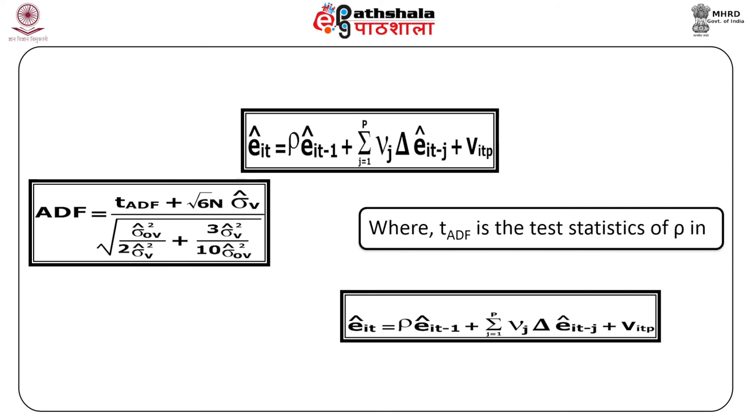ê_IT hat is equal to rho ê_IT−1 hat plus sigma j from 1 to p Vj change in ê_IT−j hat plus V_ITP, with the null hypothesis of no cointegration. The ADF test statistic can be written as ADF equal to T_ADF plus root 6 n sigma hat V divided by under root sigma hat square 0V divided by 2 sigma hat square V plus 3 sigma V hat square divided by 10 sigma 0V hat square, where T_ADF is the test statistic of rho in ê_IT hat is equal to rho ê_IT−1 hat plus summation j is equal to 1 to p Vj change in ê_IT−j hat plus V_ITP.